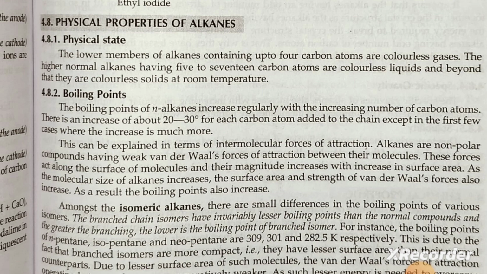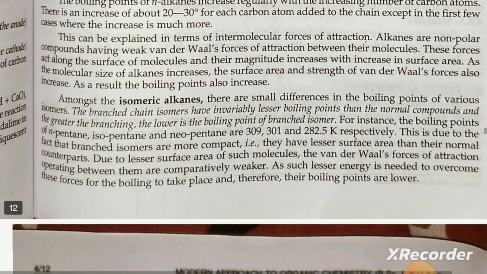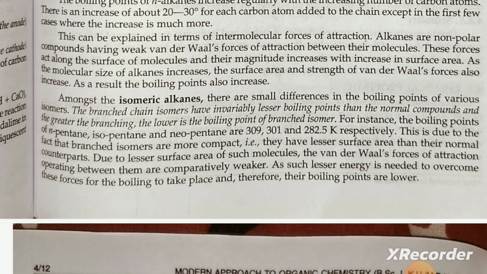Amongst the isomeric alkanes, there are small differences in the boiling points of various isomers. The branched chain isomers invariably have lower boiling points than the normal compound, and the greater the branching, the lower is the boiling point of the branched isomer. For instance, the boiling points of n-pentane, isopentane and neopentane are 309, 301 and 282.5 Kelvin respectively.